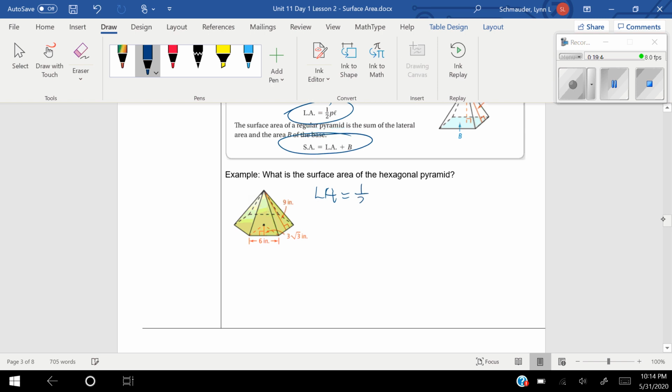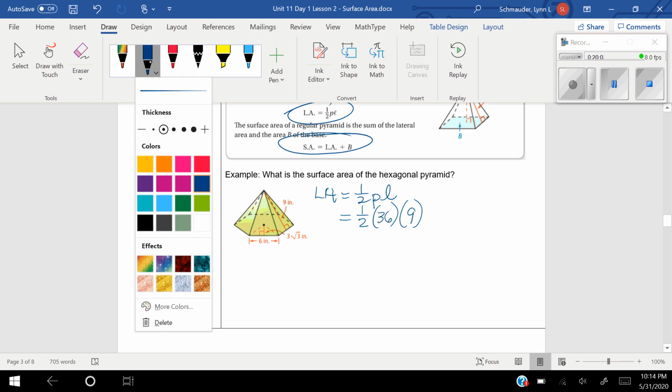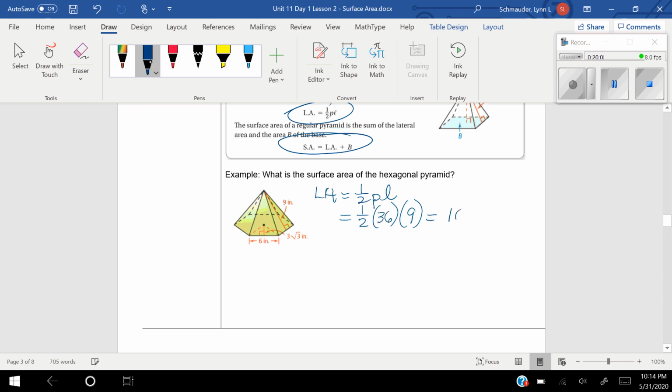It's a half times the perimeter times the slant height. So 1/2 the perimeter. Let's see, the sides are 6 inches, so 6 times 6 is going to be 36. The slant height, they're giving it to me there, is 9. So when I crunch all that out, I get 162, and I'll put the units on in a minute.